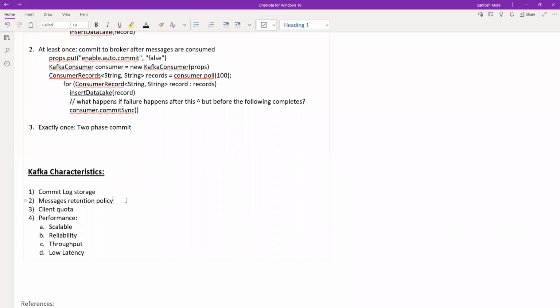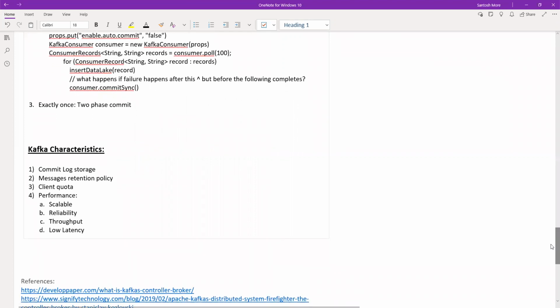Then comes the client quota. We know that the clients for Kafka are at least the producers and consumers. In that case, what will happen is if a producer is trying to produce a huge amount of messages, then our Kafka cluster is able to consume.